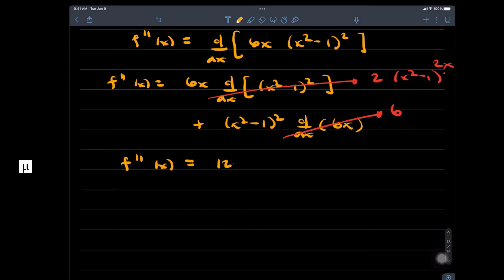So now we get what? It's more than 12x. It's going to be what? 6 times 4. Isn't that what? 24x squared, x squared minus 1. Okay. And that'll be plus 6, x squared minus 1 squared.